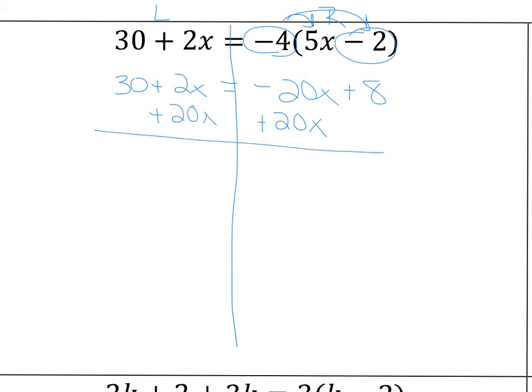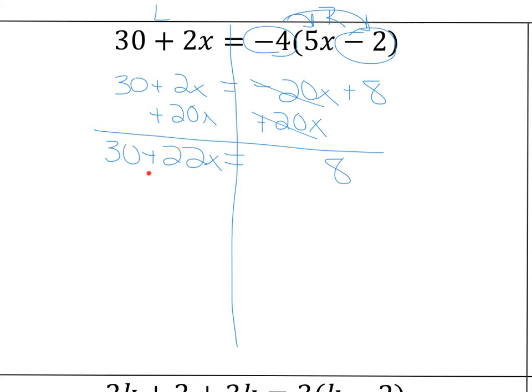Okay, so I get 30. 2x plus 20x is 22x. Negative 20x plus 20x is 0. I don't have to write it. And I bring down the 8. Now I look and I go, wow, this is a 2-step equation. I know what to do.